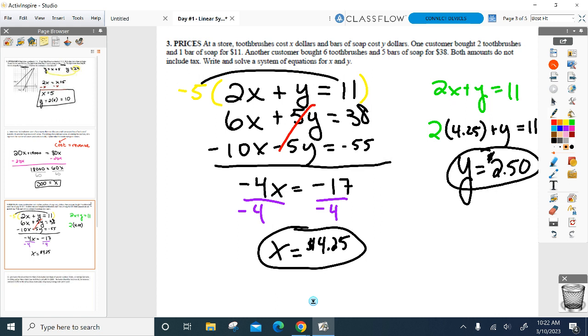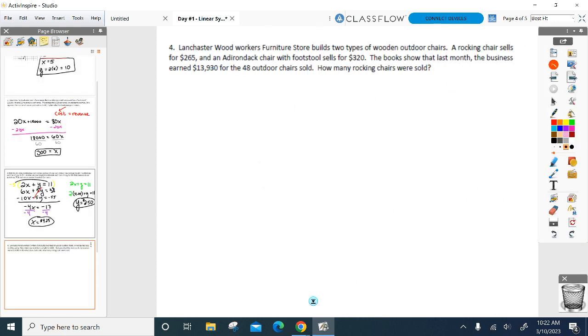Hey, we okay? Coming back to you a little bit from your freshman year. Are you ready to buy some chairs? Rocking chair and Adirondacks with a footstool, updated with a footstool. You can buy it for $320. But if you just want the regular brand, $265. Wow, look how much you earned, almost $14,000 for 48 chairs sold. How many rocking chairs were sold?